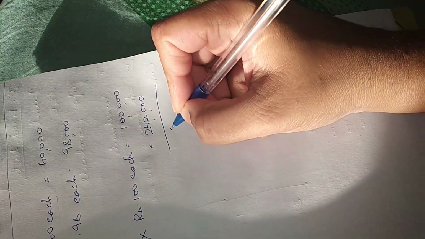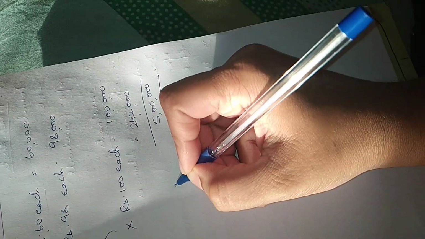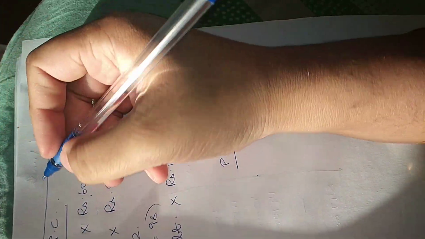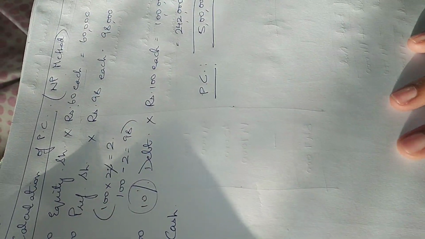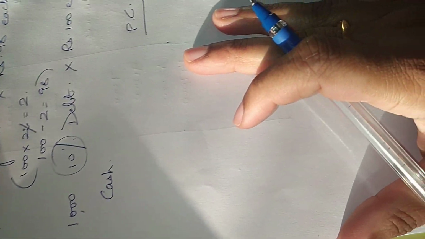So that will be 60,000 plus 98,000 plus 1 lakh plus 2,42,000, which is equal to 5 lakhs. Now this is equal to total purchase consideration. Now again, since this is net payments method, we don't have to worry about the next step of actually showing the discharge, because this itself is going to be the discharge of the purchase consideration.